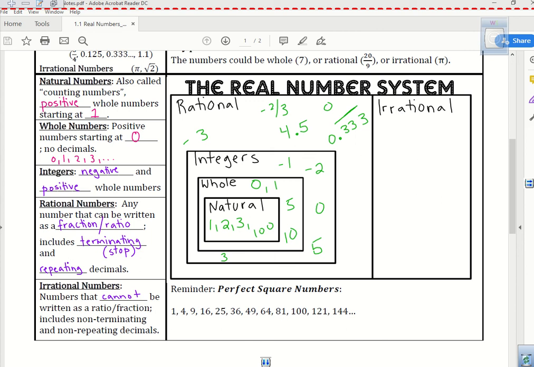Something that's tricky is we can represent numbers in different ways. So for example, I can write 10/2 is a rational number. I can simplify that down to be 5. The square root of 4 is a rational number. I can make that 2. 5/2 is a rational number. I can also put the square root of 4 in the integer box because that equals 2. 2 is an integer.